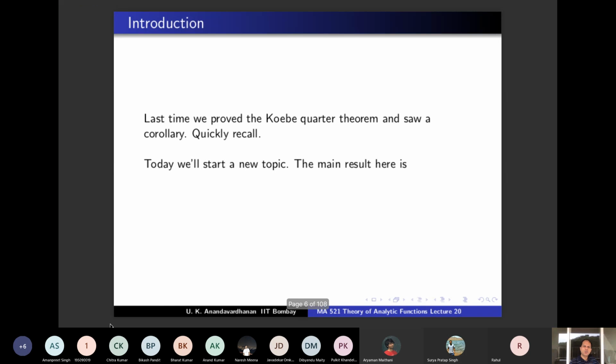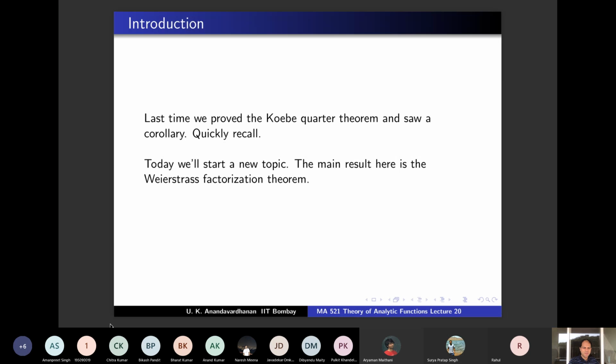Today we will start this new topic. The main result, remember, is the Weierstrass factorization theorem, which I already recalled. And an important corollary of the Weierstrass factorization theorem one should remember, even if you don't continue mathematics, you forget a lot of these things.